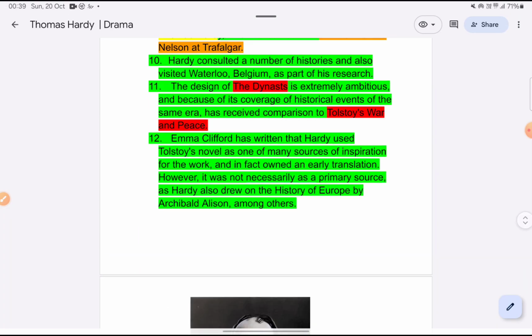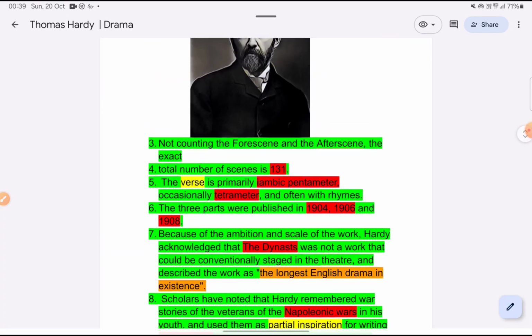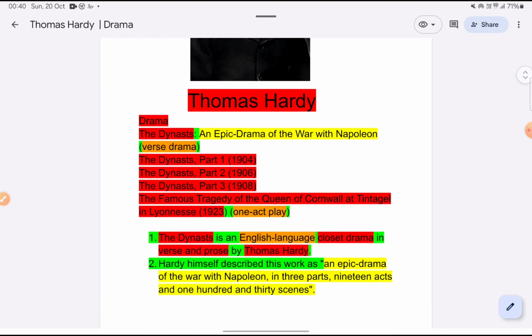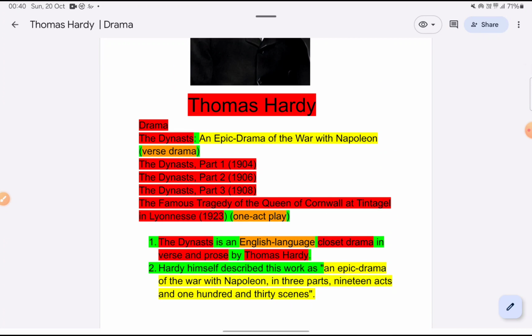So, friends, with this lecture, we come to see that Hardy wrote a verse drama, The Dynasts, and it is one of his best dramas. After all, he was a novelist and wrote very popular novels.